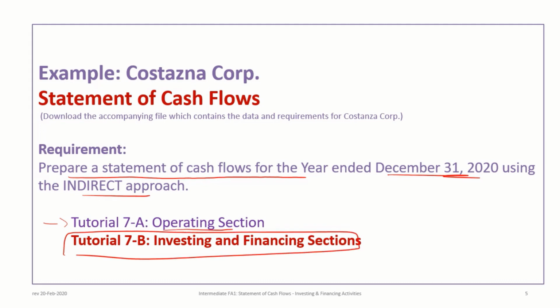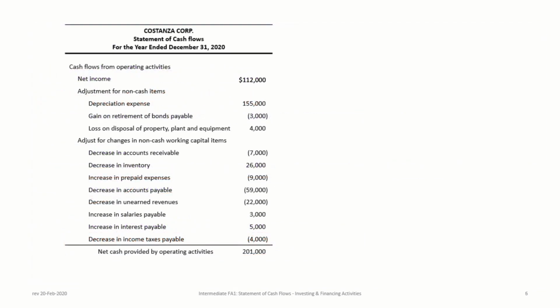The important point to note here is that the investing and financing sections do not differ based on the indirect approach or the direct approach. So in our example, the indirect approach is really only applicable to the operating section of the statement of cash flows. Now we will pick up where we left off from Tutorial 7a.